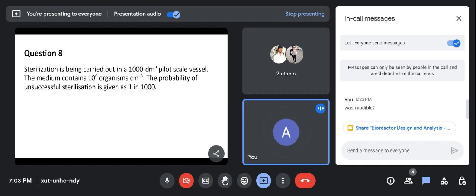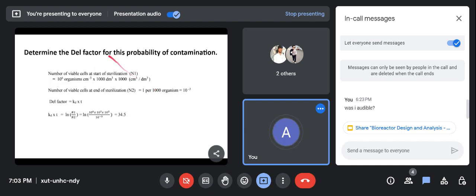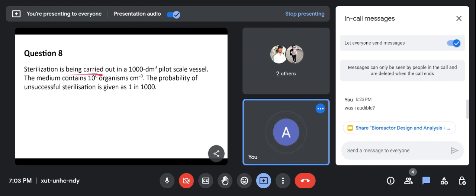So this is question number 8. Sterilization is being carried out for 1,000 cubic meter pilot scale vessels. The media contains 10 to the power 6 organisms per cubic centimeter, and the probability of unsuccessful sterilization is given as 1 in 1,000. So what you have to find is the del factor for this probability of contamination. The number of viable cells at the start of sterilization, that is N1, is 10 to the power 6.